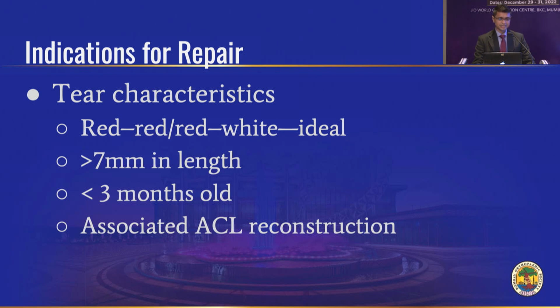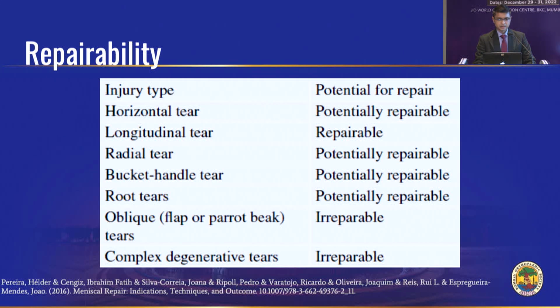The chronicity is less than 3 months, and an associated ACL reconstruction is favorable because of the bone marrow that is released in the drilling of the femoral tunnels. The types of tears which are favorable for repair are the horizontal tears, the longitudinal tears, radial tears are potentially repairable, bucket handle tears, and the root tears. Oblique tears like the flap or parrot beak and the complex degenerative tears are usually irreparable.